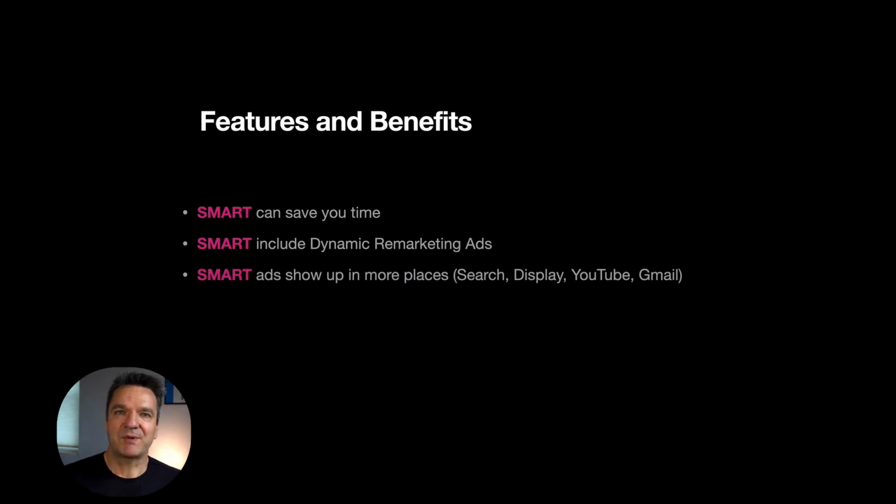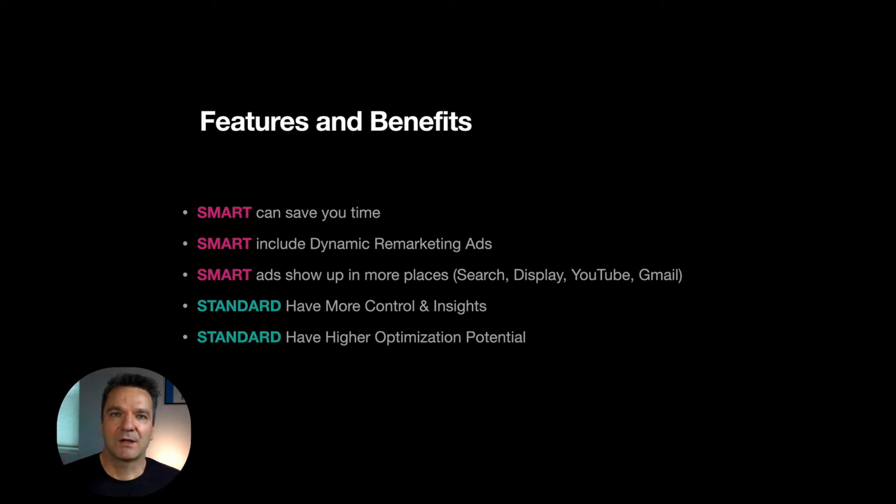Smart ads show up in more places. In addition to search, they can show up on display, YouTube, and Gmail, which can be great for certain scenarios. At the same time, standard campaigns have more manual optimization controls and insights. All in all, standard campaigns have higher optimization potential. I'll say that a well-optimized standard campaign will outperform a Smart Shopping campaign.